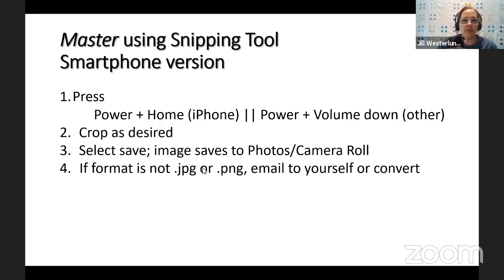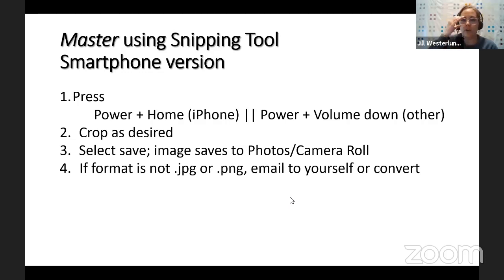But to take a snip of something that's on your screen, on an iPhone, you're going to press the home button and the power button on the side. The home button is that button in the front center bottom. If you're on an Android phone, it's the volume down and the power button. And then crop it as desired, save it as a picture. And you all do this all the time.